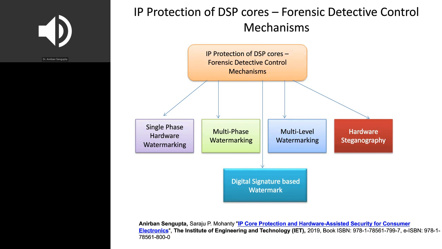Okay, so now let me move to the topic of IP core protection of DSP cores. This is a branch of forensic detective control, and we call it that because the final step of verification and authentication is often done through forensic analysis. The major types of IP core protection for DSPs could be single-phase hardware watermarking, multi-phase hardware watermarking, multi-level hardware watermarking, and the last one is hardware steganography. There's a fifth branch, also known as digital signature-based watermarking, which is more robust and more secure, of course, compared to single-phase hardware watermarking.